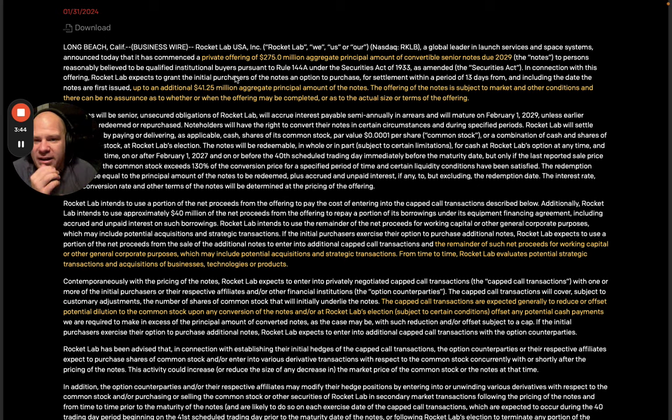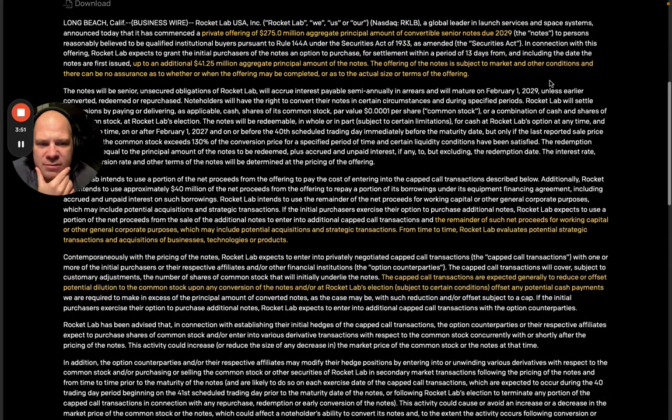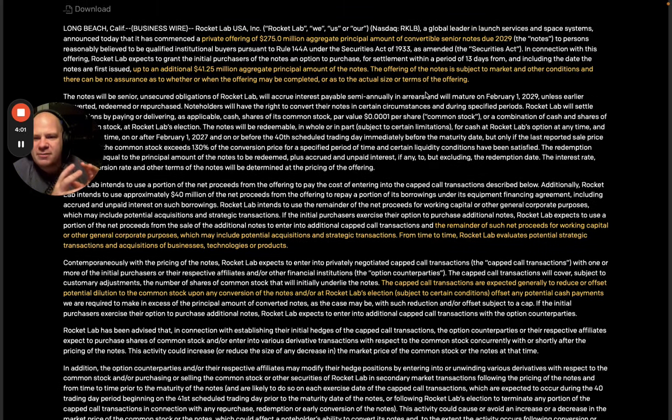And what I'm trying to say with this is that they are writing here that the offering of the notes is subject to market and other conditions, and there can be no assurance as to whether or when the offering may be completed and as to the actual size and terms of the offering. This is what I think the market has reacted on, because they didn't give an exact thing, like the convertible note will be 8% interest and the note will convert if Rocket Lab goes over $8, because then the market would be able to count.